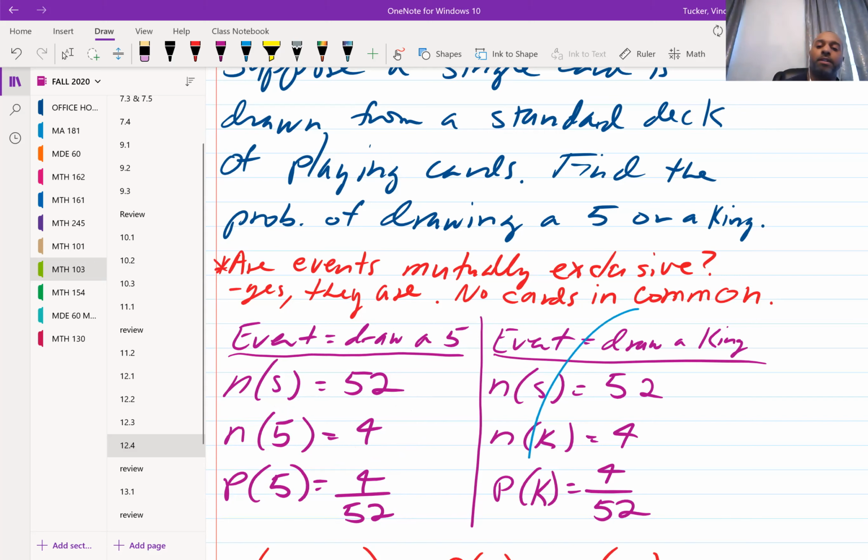Then drawing a king. Same thing, always start off with your sample space. You know that we have 52 cards in the deck. There are 4 kings. So the probability of getting a king is 4 out of 52. Any questions on those two?